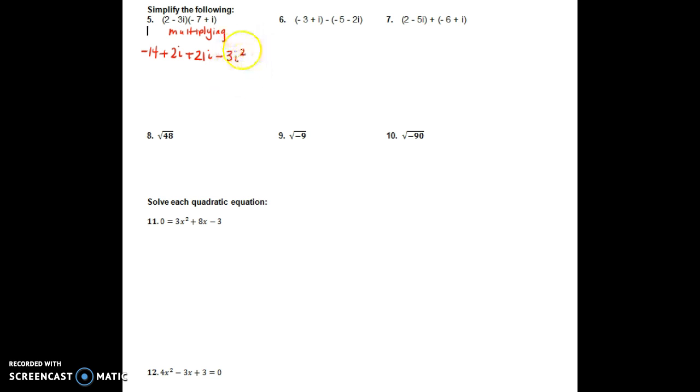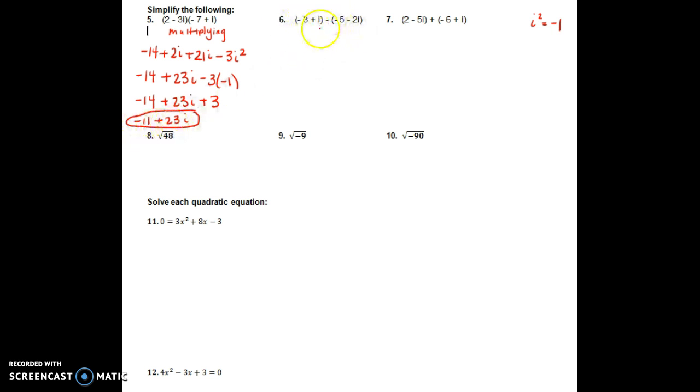One of the things that we need to remember from this chapter is that when you see an i squared, it equals negative 1. So I'm not done with number 5 and continue to combine like terms. So I have negative 14 plus 23i. And then this is minus 3, but I have an i squared, so that's times negative 1. So I have negative 14 plus 23i plus 3. Again, if I combine like terms, I have negative 11 plus 23i. So for this first question, as we simplify, we get negative 11 plus 23i.